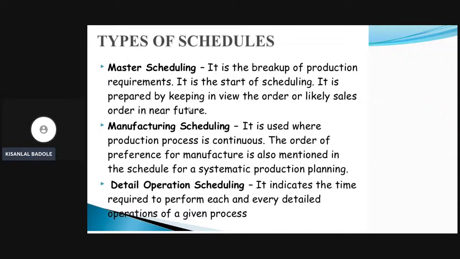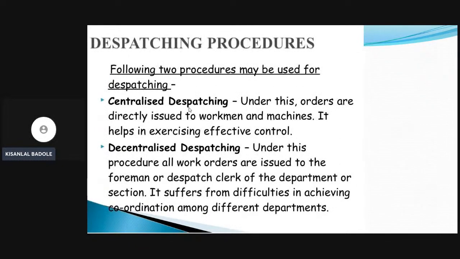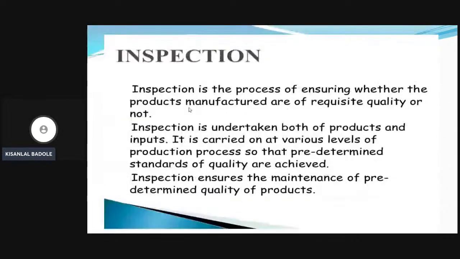After that, scheduling: material scheduling, manufacturing scheduling and operation scheduling, friends. After that, dispatching of production. After that comes inspection, which plays a very important role. Inspection is the process of ensuring whether the manufactured product meets the required quality or not. Is the product you are manufacturing fulfilling the demand of the customer? Is it good, is it fit for use or not? Therefore we require inspection.